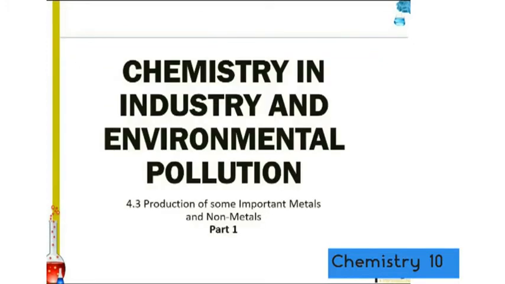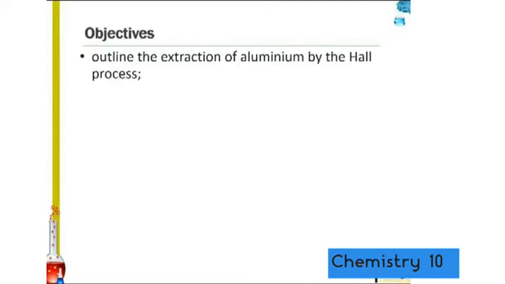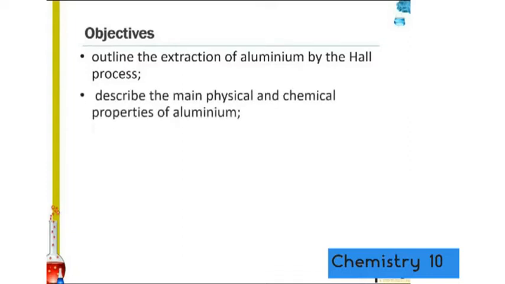Subunit 4.3. Production of some important metals and nonmetals. In this video, we'll be going over Part 1, Important Metals. By the end of Part 1 of this subunit, you should be able to outline the extraction of aluminum by the Hall process and describe the main physical and chemical properties of aluminum.